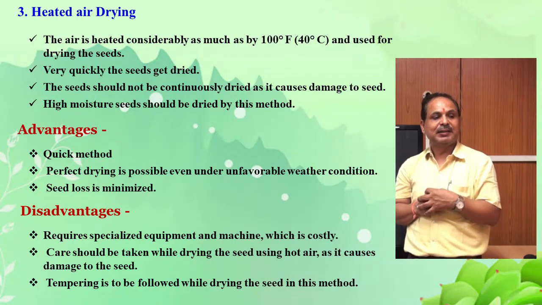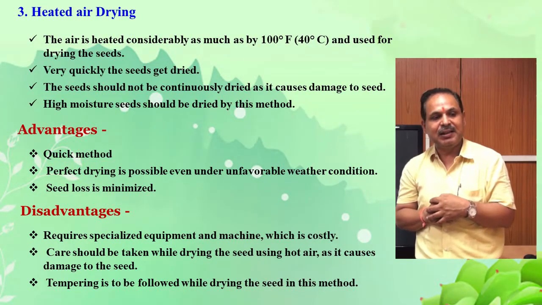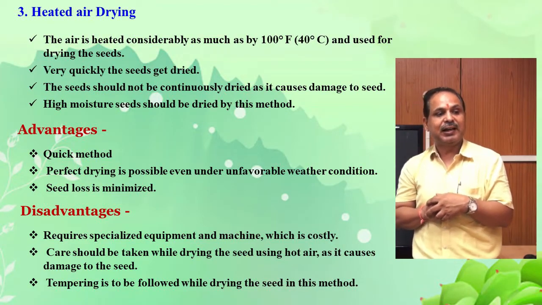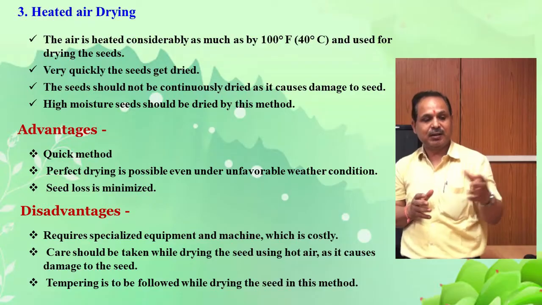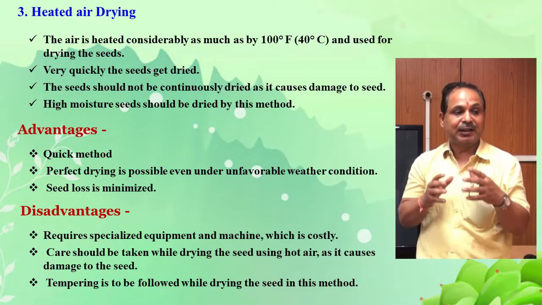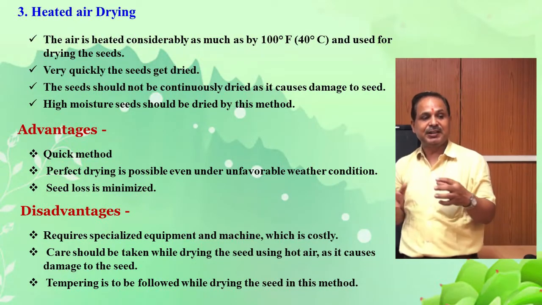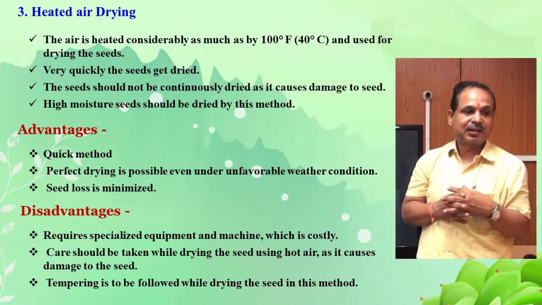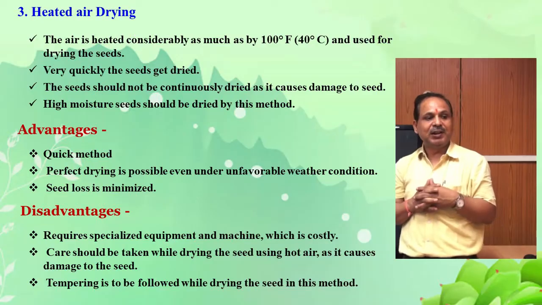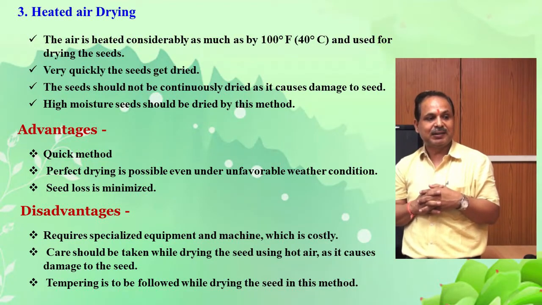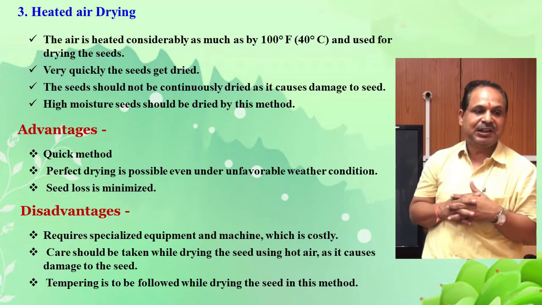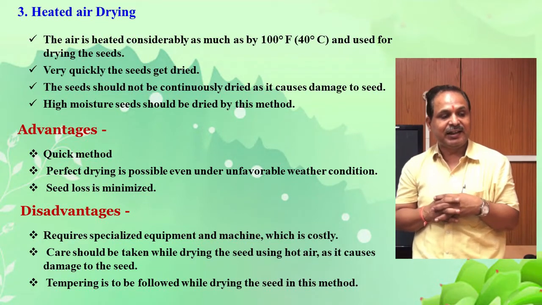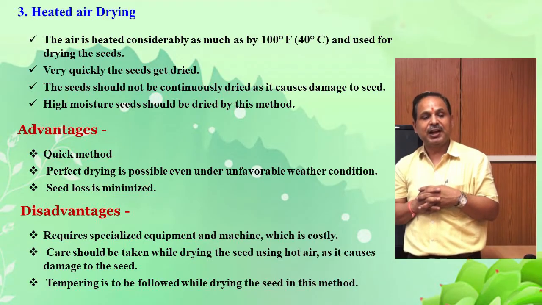In this method, the air is heated constantly at a little above 100 degrees Fahrenheit and used for drying the seeds. As in the earlier methods, continuous drying may damage the seeds, so in this case also continuous drying is avoided. Very quickly the seeds get dried in this method, and high moisture seeds should be dried by this method. There are some advantages of this artificial forced air drying.